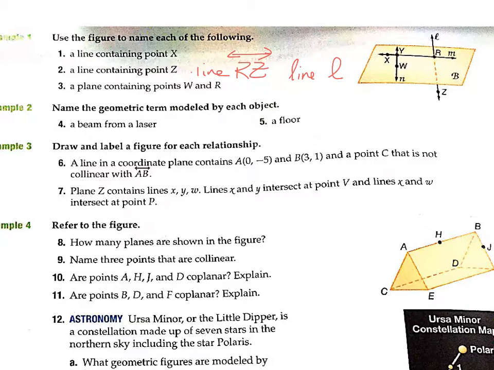Let's go to the next one. Let's go to number 5 here. What's the object that would represent a floor? The floor would be like a plane, a flat surface.